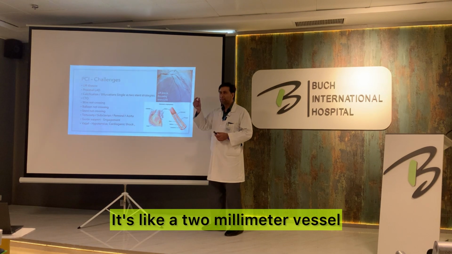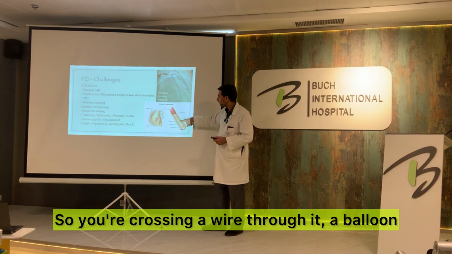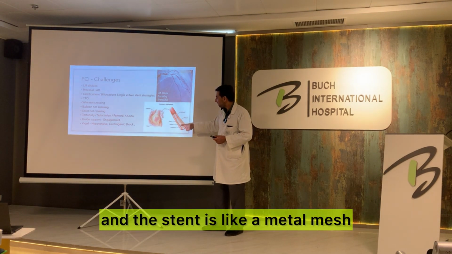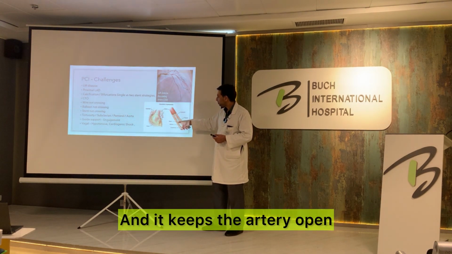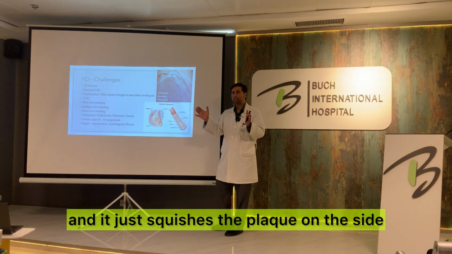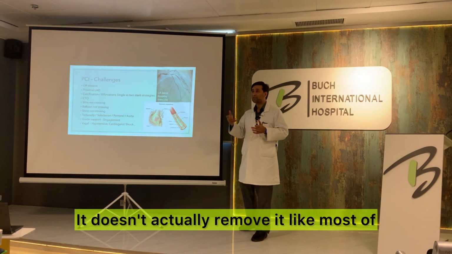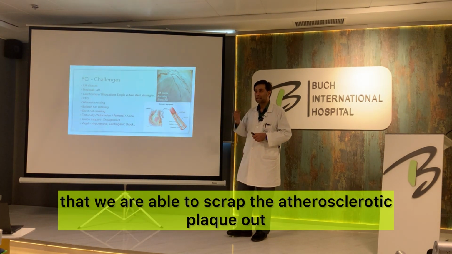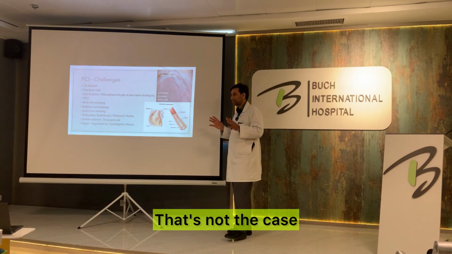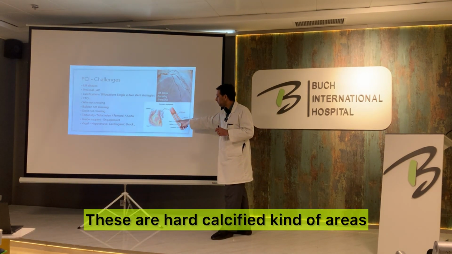Technically speaking, a coronary is like a 2-millimeter vessel. So you're crossing a wire through it, then a balloon, and a stent is like a metal mesh, tube-shaped, that keeps the artery open and just squishes the plaque to the side. It doesn't actually remove it, like most people believe, that we are able to scrape the atherosclerotic plaque out. That's not the case.